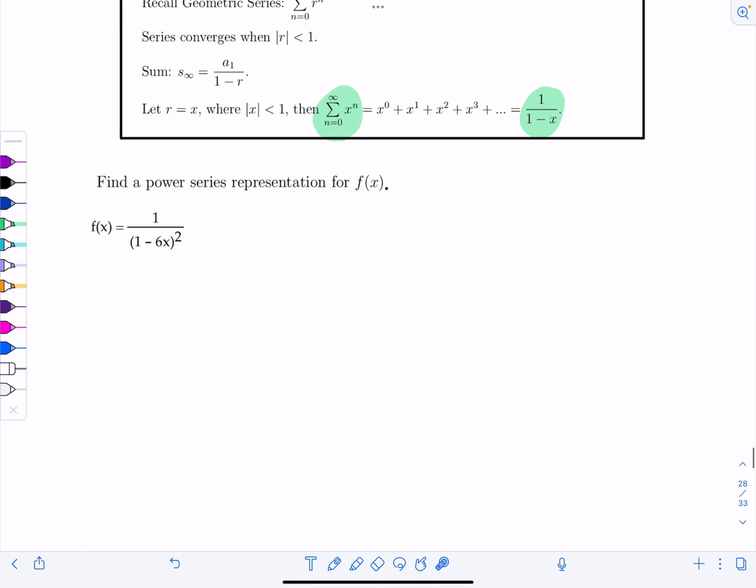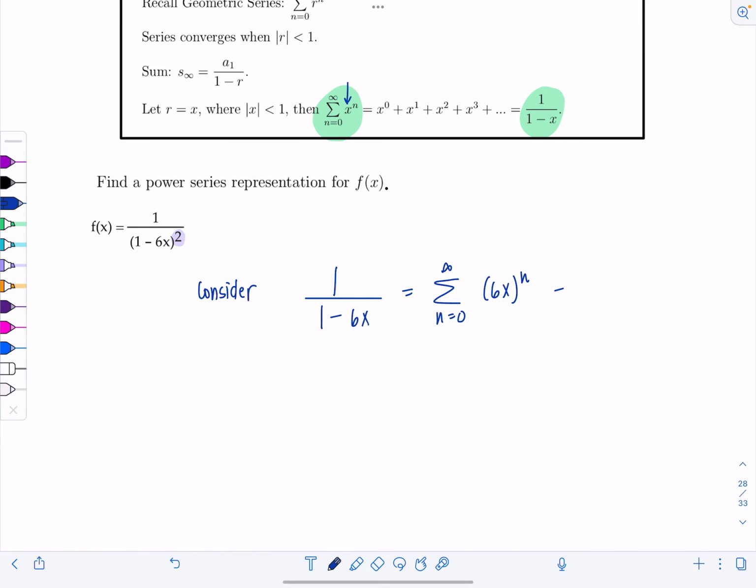Anytime the degree is a 2, a 3, or whatever, you're going to start with the original 1 over 1 minus, in this case, 6x, and then we're going to differentiate to get that power higher. Okay, so start off with no exponent in the bottom. Start off with what feels nice, 1 over 1 - 6x. Can you write a power series for this function? Why, yes, I can. It's going to be the sum, n equals 0 to infinity. Instead of x^n, I'm going to have (6x)^n.